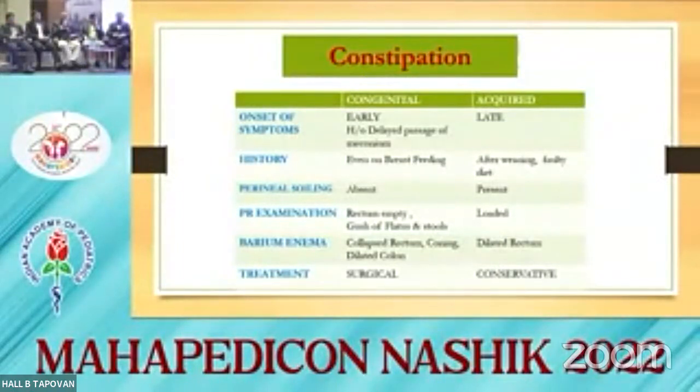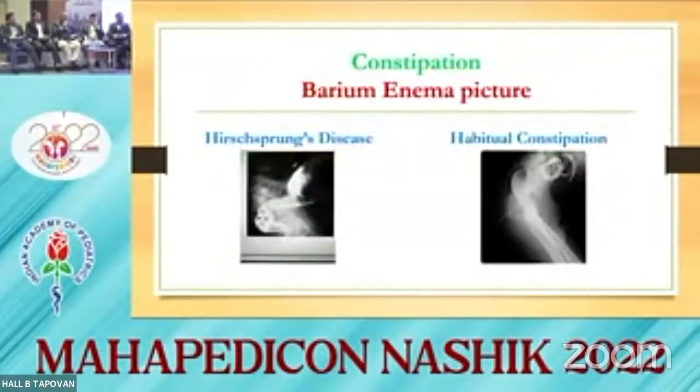While acquired megacolon or constipation is late onset, normally you don't see it in younger children, except some children with breastfeeding. They may have constipation, but otherwise I think the early sign of Hirschsprung disease is delayed passage of meconium. Perineal soiling, if you see it when you examine a patient, is very, very likely to be because of habitual constipation. Okay. What investigations are required to diagnose Hirschsprung's disease?